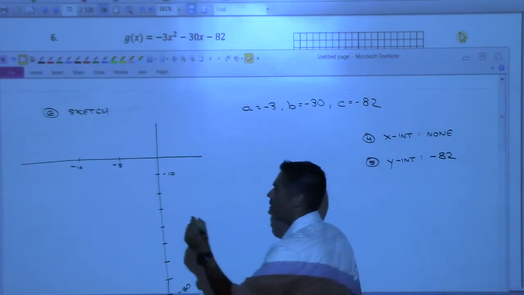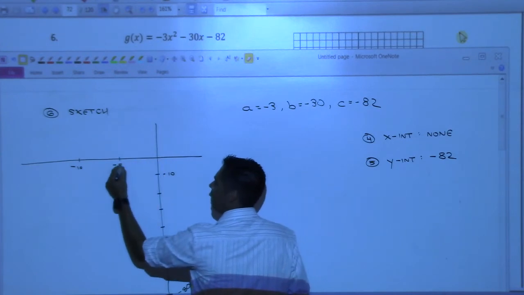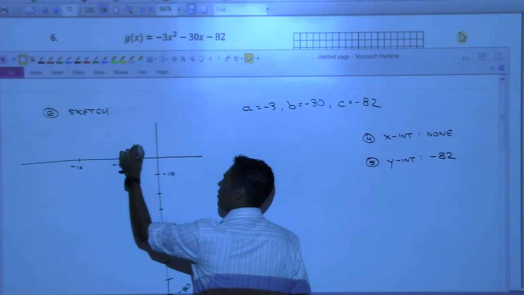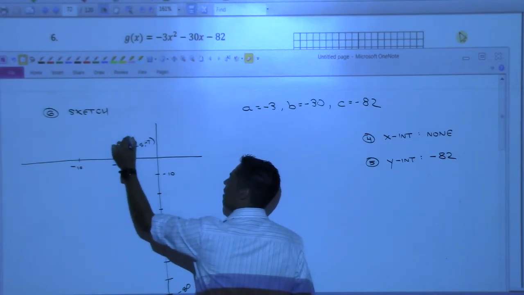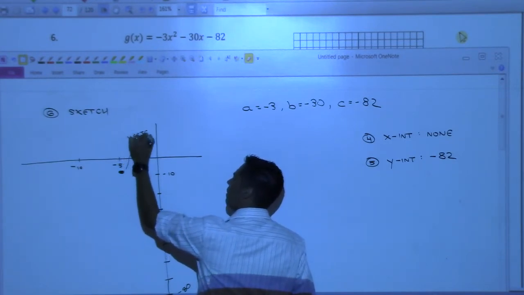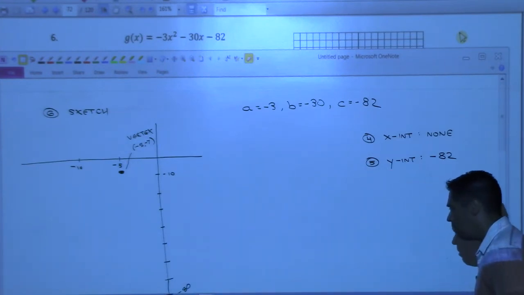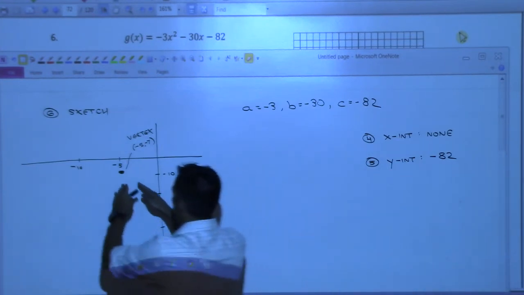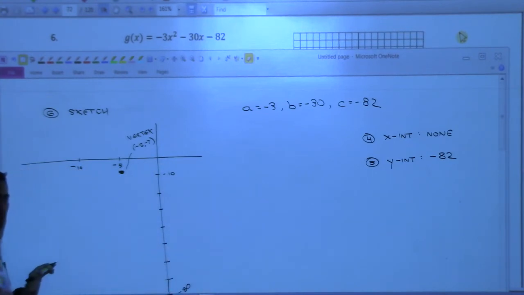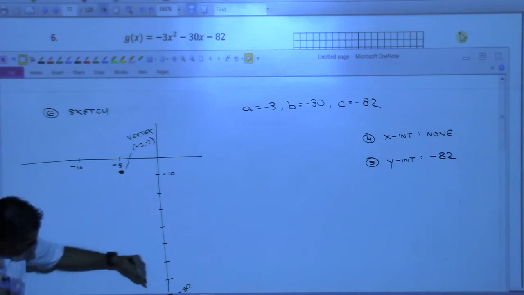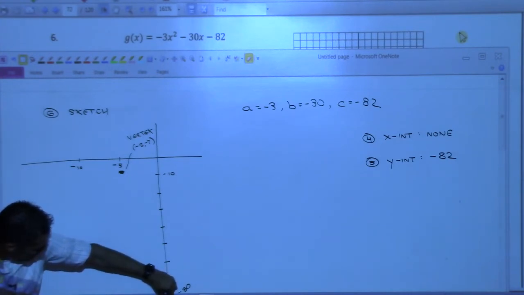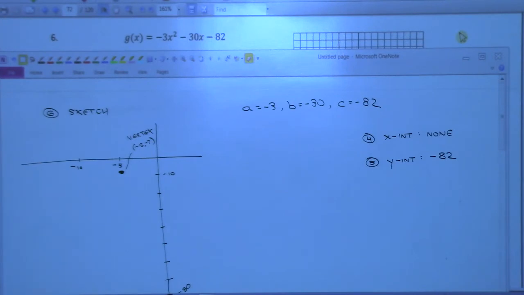So here comes my vertex. I go left 5 and down 7. Again, this is a ballpark. I'm just trying to get it close. (-5, -7). It's my vertex. It opens down. And I only have one other point, right? That's the only other point on this graph. And that's the y-intercept, which is way down here at -82. Again, just kind of ballparking it.